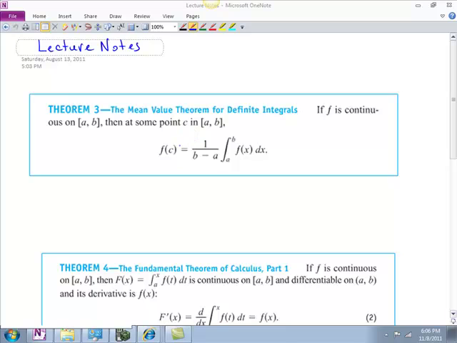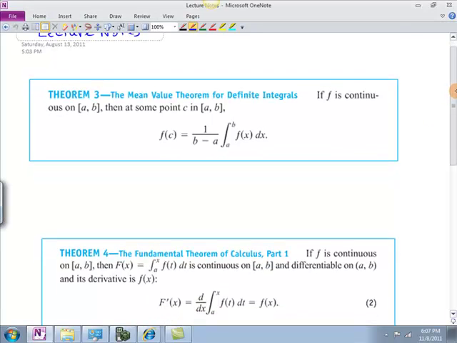So it's just saying if they asked you for f of c, and c was in between these two x values, a and b, that you could find what f of c was by doing this. Okay? That's what the mean value theorem says.